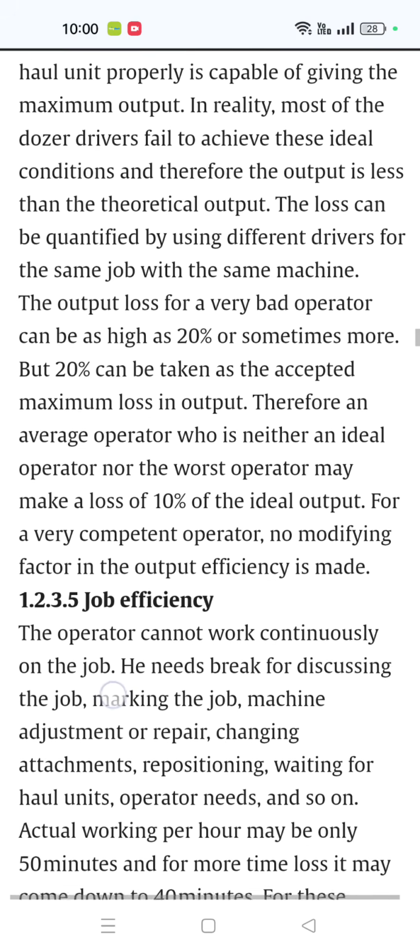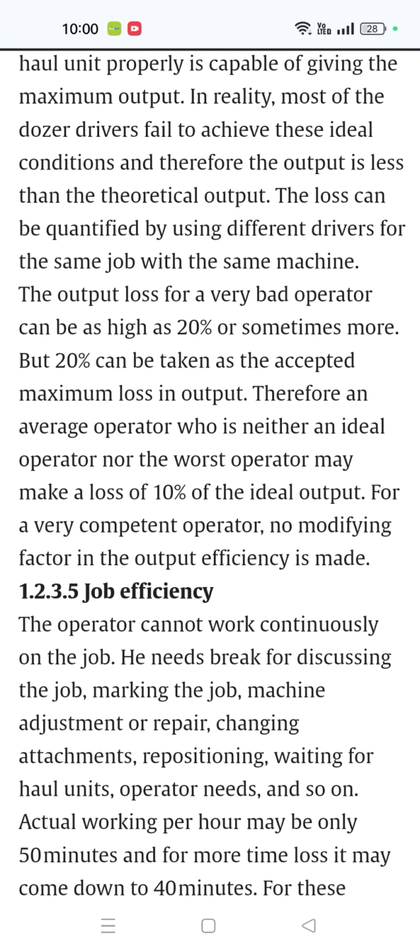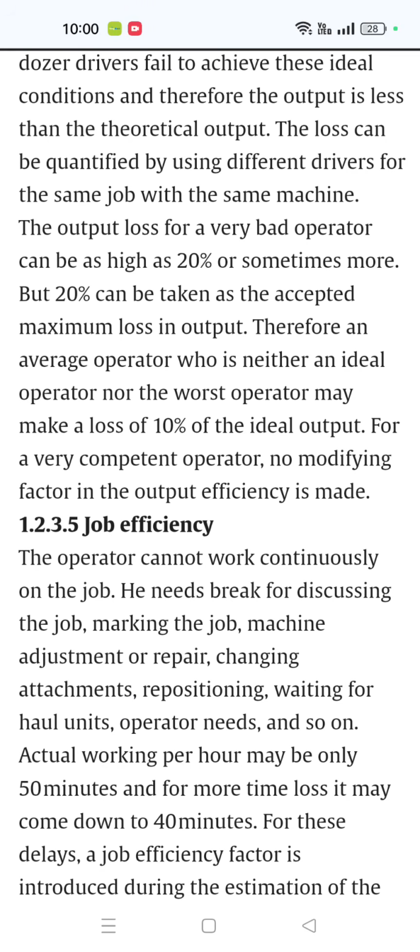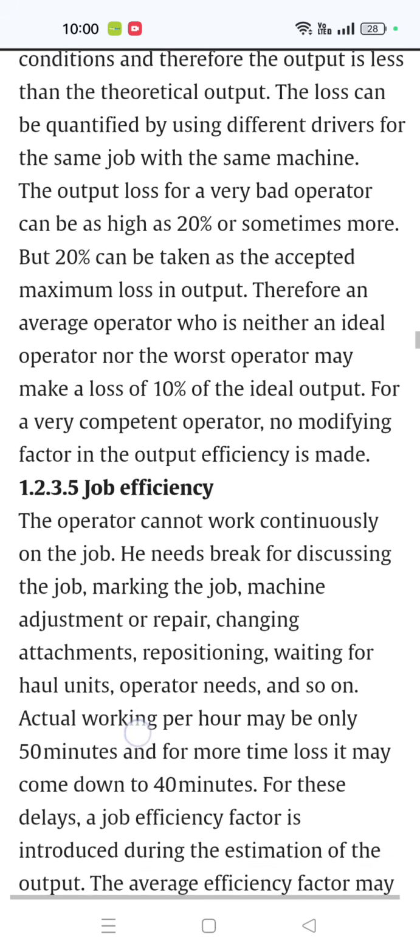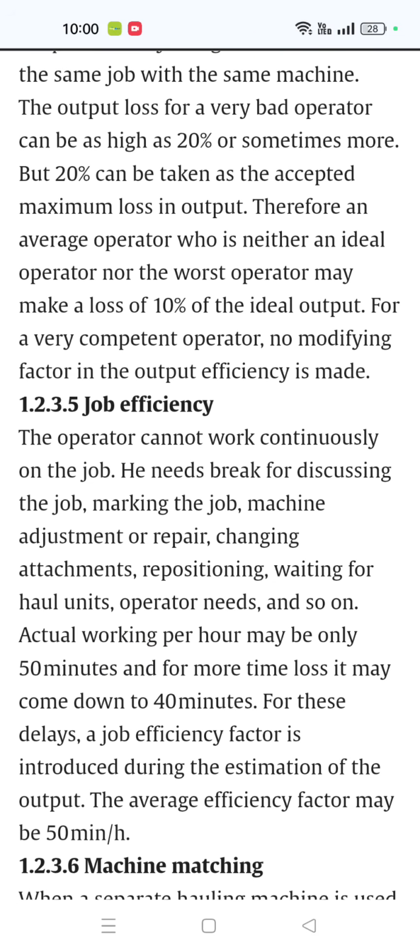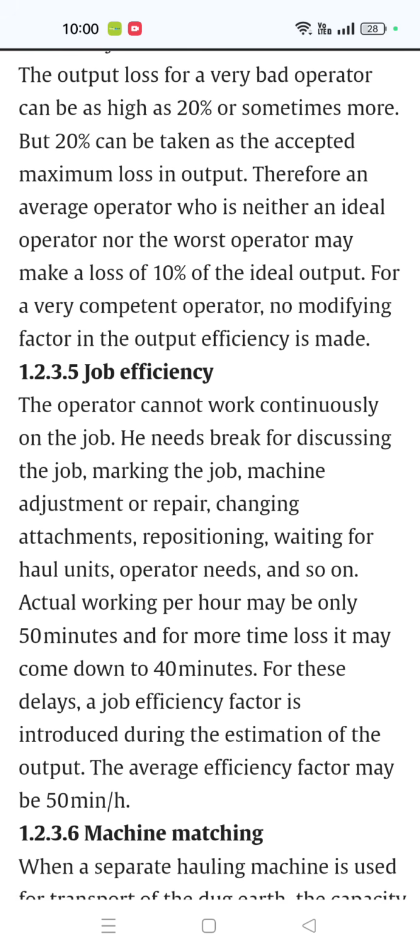Therefore, an average operator, who is neither an ideal operator nor the worst operator, may make a loss of 10% of the ideal output. For a very competent operator, no modifying factor in the output efficiency is made.